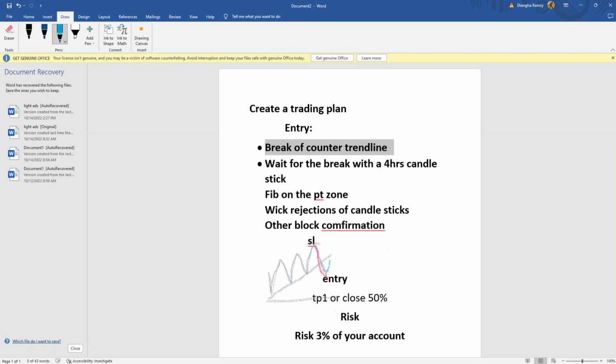Now you see this area somewhere here. This is an order block. Look at this. You see this guy. This is an order block. Price has come to test it.